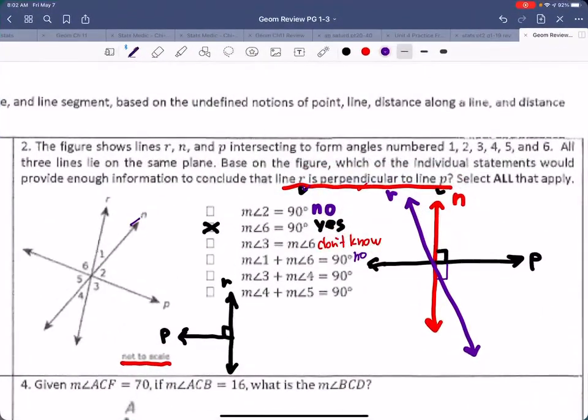Ooh, it happened here. Sorry about that. Must have bumped something. What about 4 and 5 perpendicular? So 4 and 5.